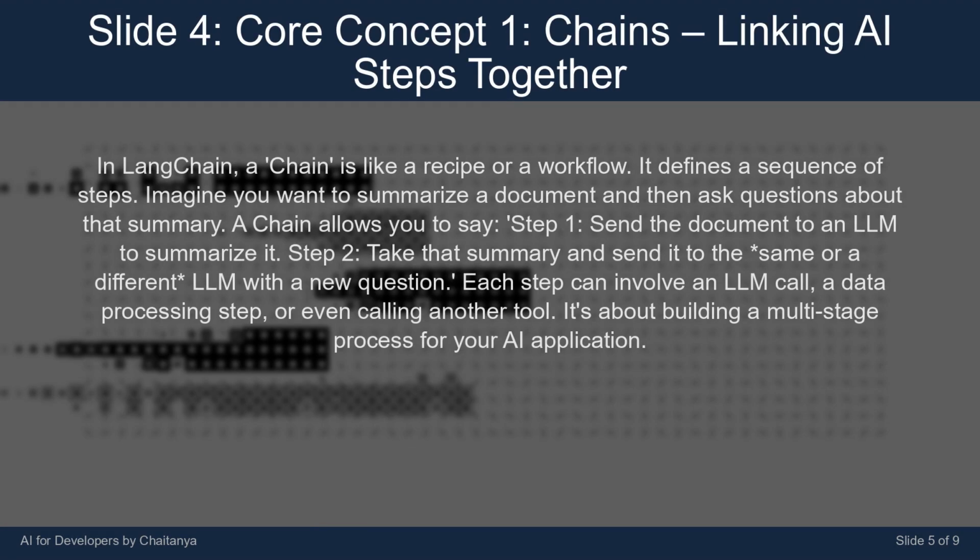In LangChain, a chain is like a recipe or a workflow. It defines a sequence of steps. Imagine you want to summarize a document and then ask questions about that summary. A chain allows you to say, Step 1. Send the document to an LLM to summarize it. Step 2. Take that summary and send it to the same or a different LLM with a new question. Each step can involve an LLM call, a data processing step, or even calling another tool. It's about building a multi-stage process for your AI application.